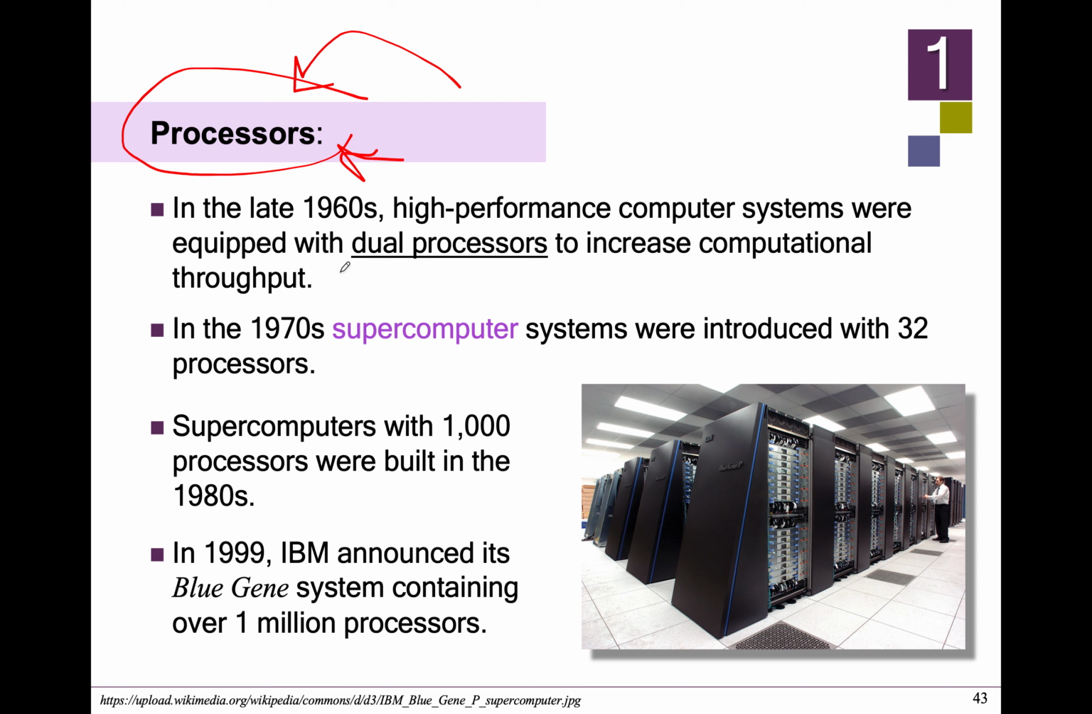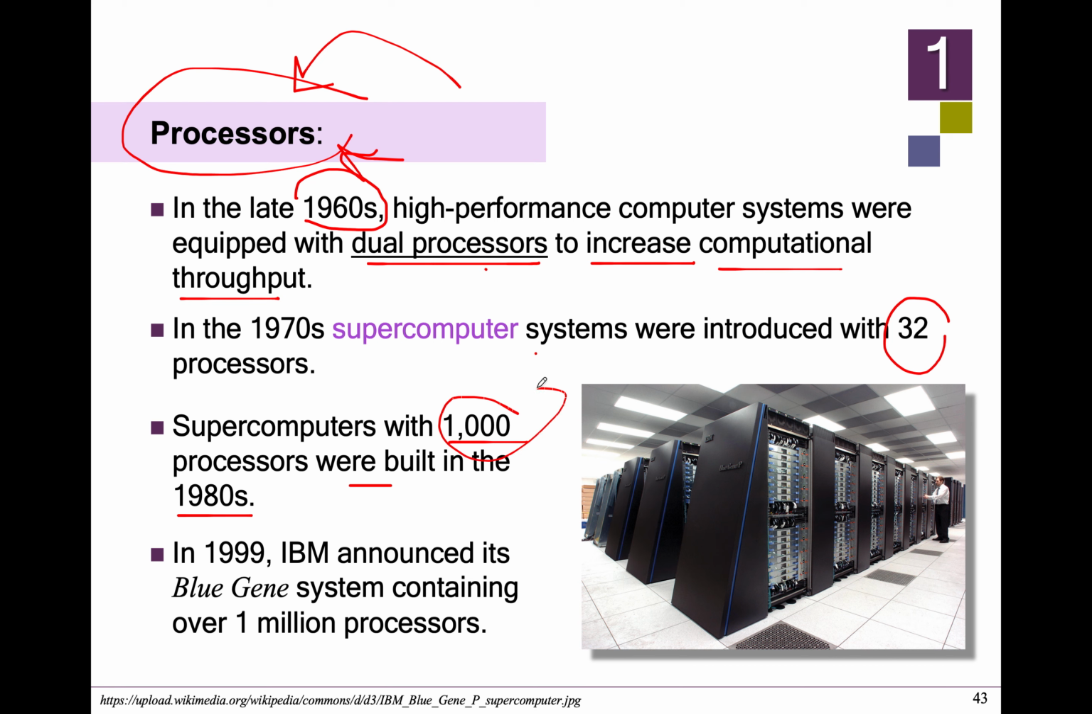And then you can see over here, in 1916 high performance computer systems were equipped with dual processors to increase computational throughput. In 1917, supercomputer systems were introduced with 32 processors. Then if you compare with none, or maybe one single processor, of course it is very slow. Supercomputers with 1000 processors were built in the 1980s.